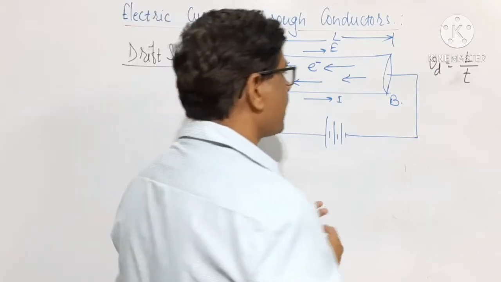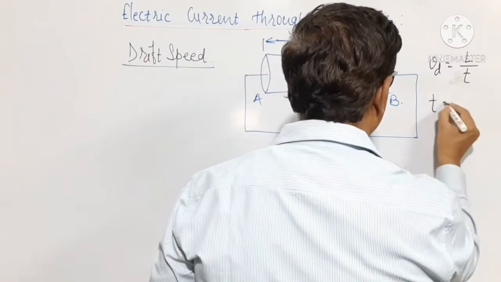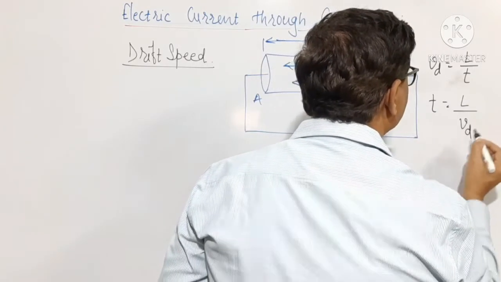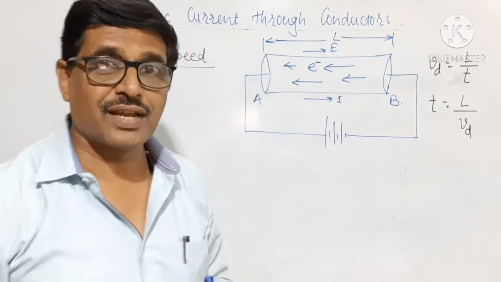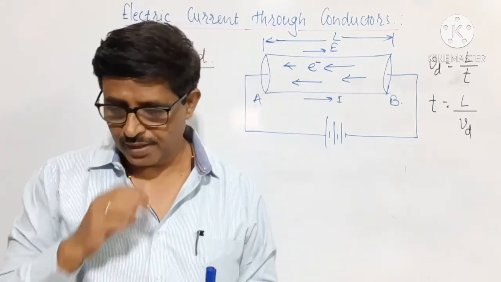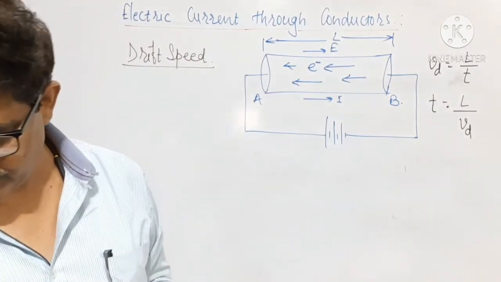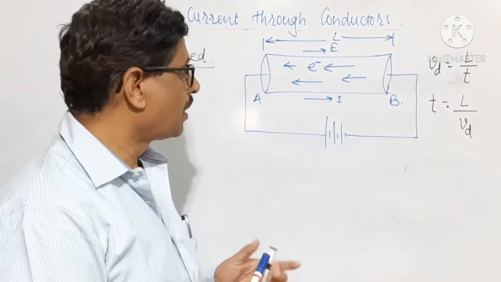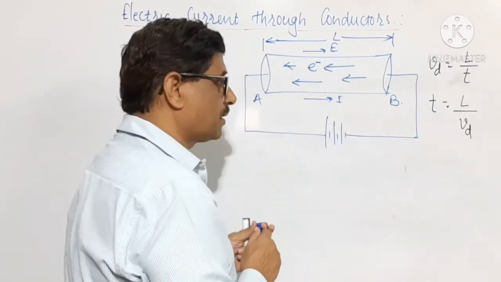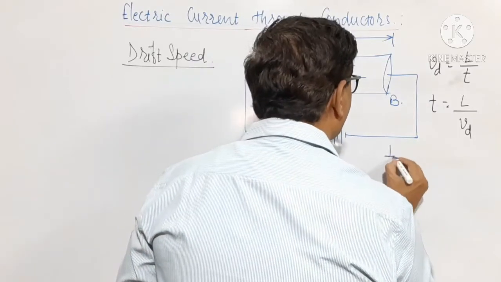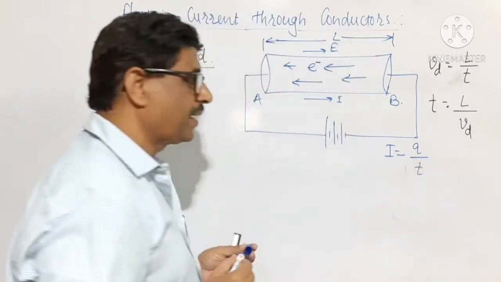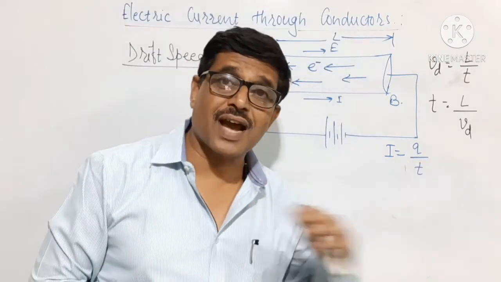Therefore, from this I am able to write the time required to move from B to A. It is L divided by Vd, where Vd is the drift speed with the help of which the electron moves from B to A. Now, the current that flows through the conductor is equal to the rate of flow of charge. Therefore, current through the conductor is Q divided by T, where Q is the total charge flown.